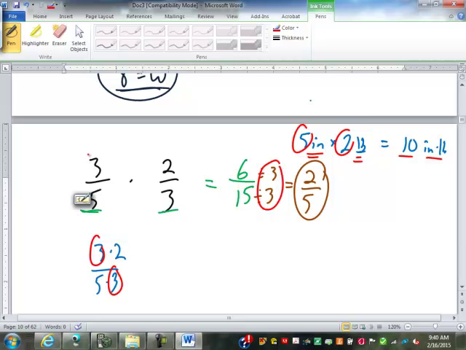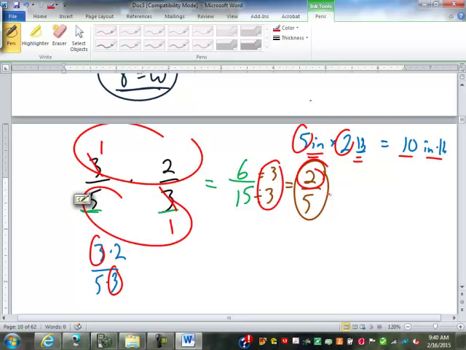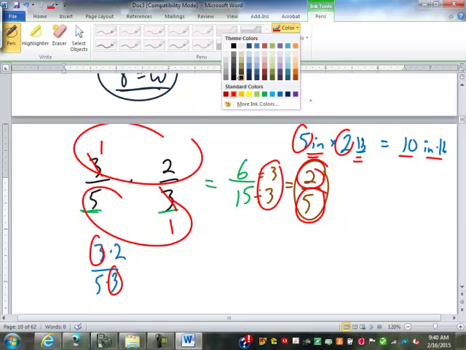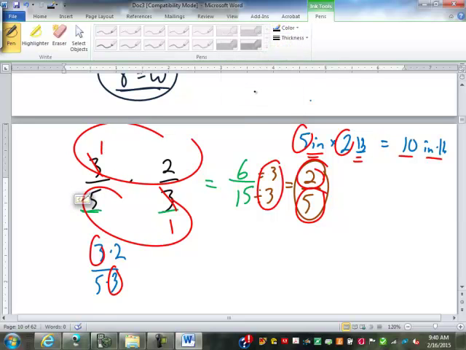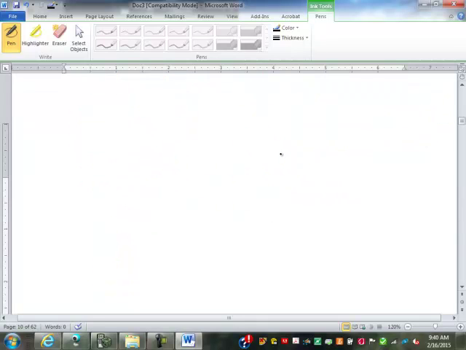We could look at this and say, hey, both of these can be divided by 3. We'll make it 1 and 1. Now 1 times 2 is 2, and 5 times 1 is 5. So you've reduced it before you multiply. Now in a problem like this, it's about the same level of difficulty either way. You can reduce it before or reduce it afterwards. But we do run into some where it is extremely easier to reduce before.